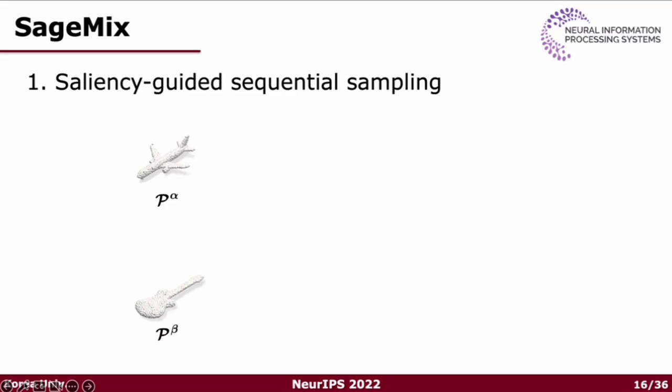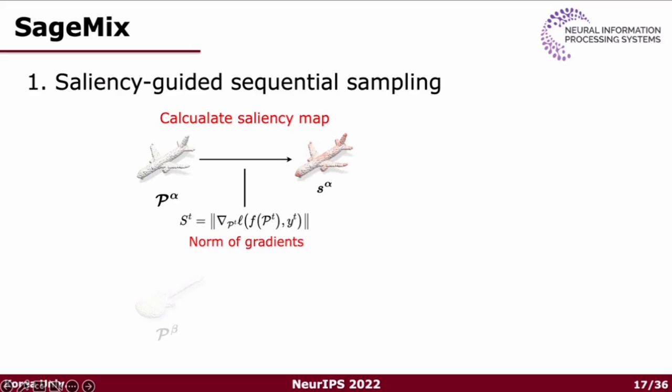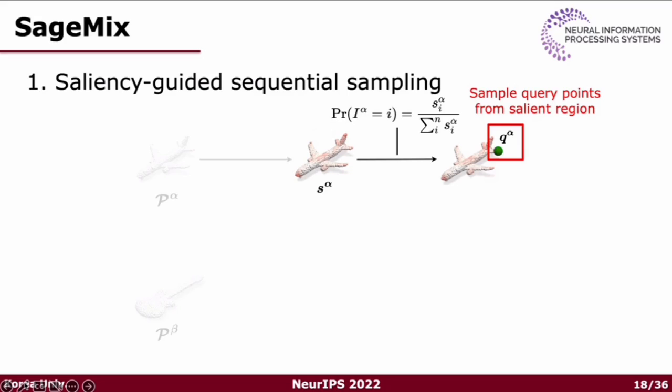For instance, let's say we have digital samples P alpha and P beta. We first calculate the saliency map over the first sample. In our experiment, we use the norm of the gradient to evaluate the importance of each point. Then, to maximize the diversity, the query point Q alpha is sampled with respect to the saliency score. In other words, the point with a high saliency score has a higher chance of being selected as the query point Q alpha.